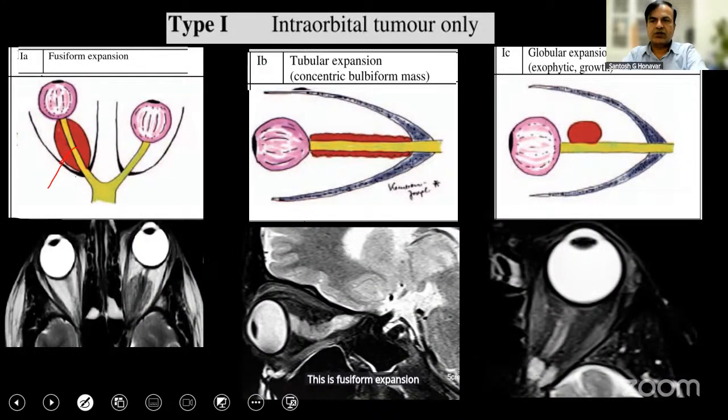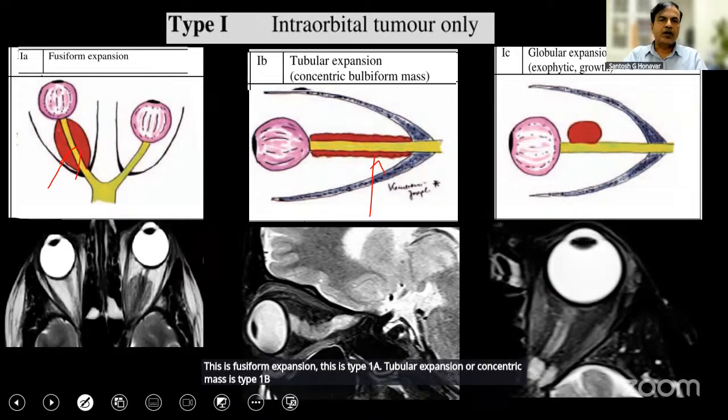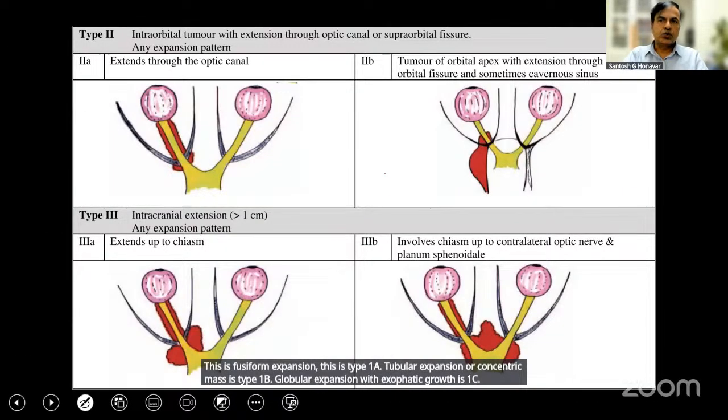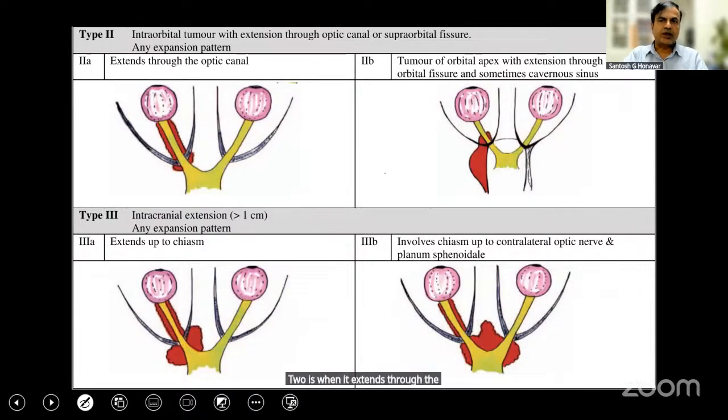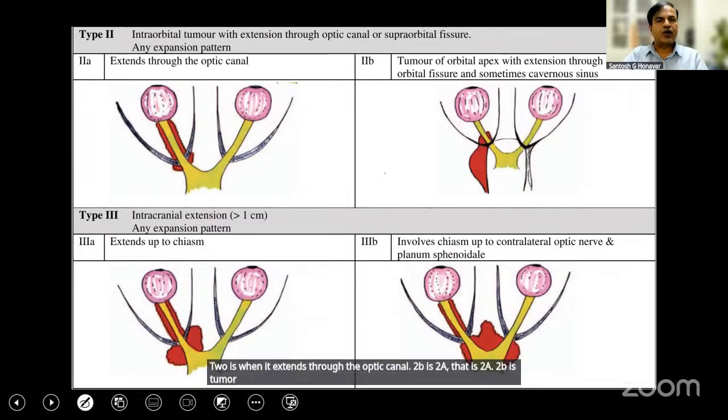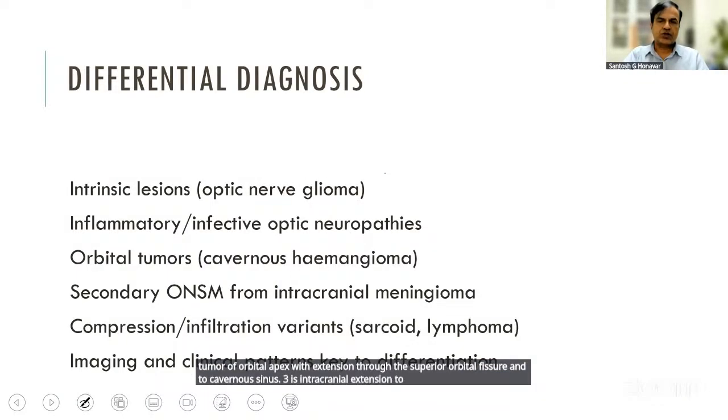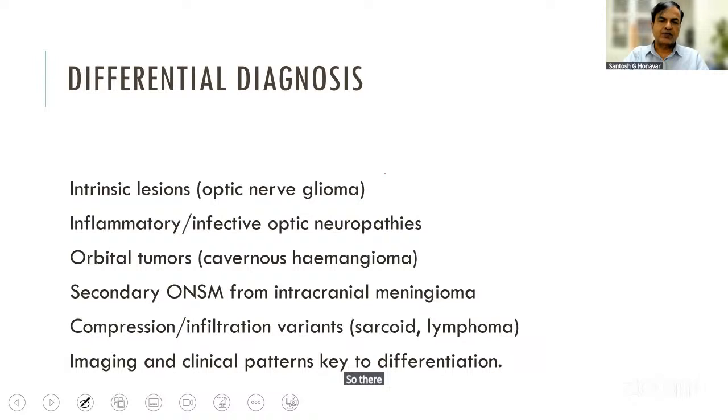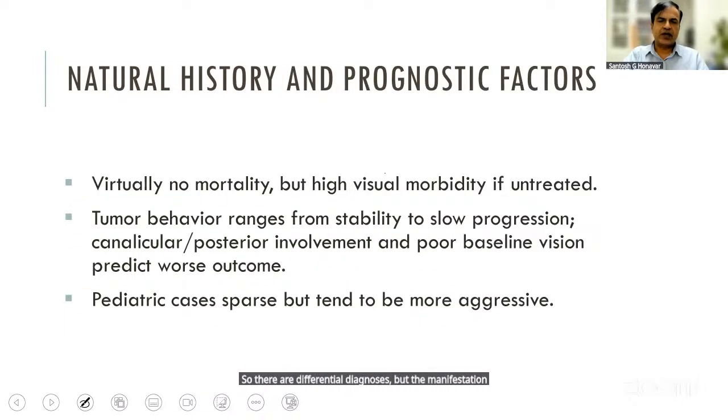This is type 1A. Tubular expansion or concentric mass is type 1B. Globular expansion with exophytic growth is 1C. Type 2 is when it extends through the optic canal. 2B is tumor of the orbital apex with extension through the superior orbital fissure and to the cavernous sinus. Type 3 is intracranial extension to the chiasm, etc. So there are differential diagnoses, but the manifestation is very typical, not to miss.